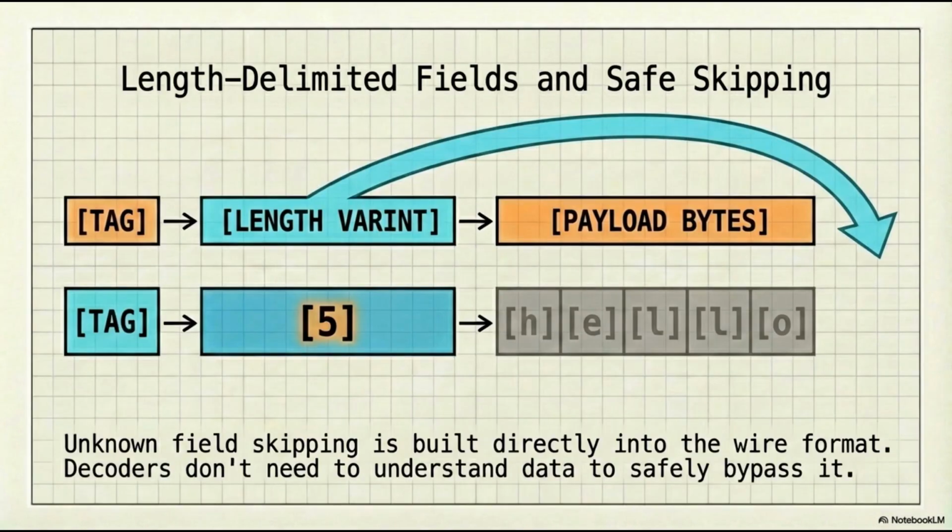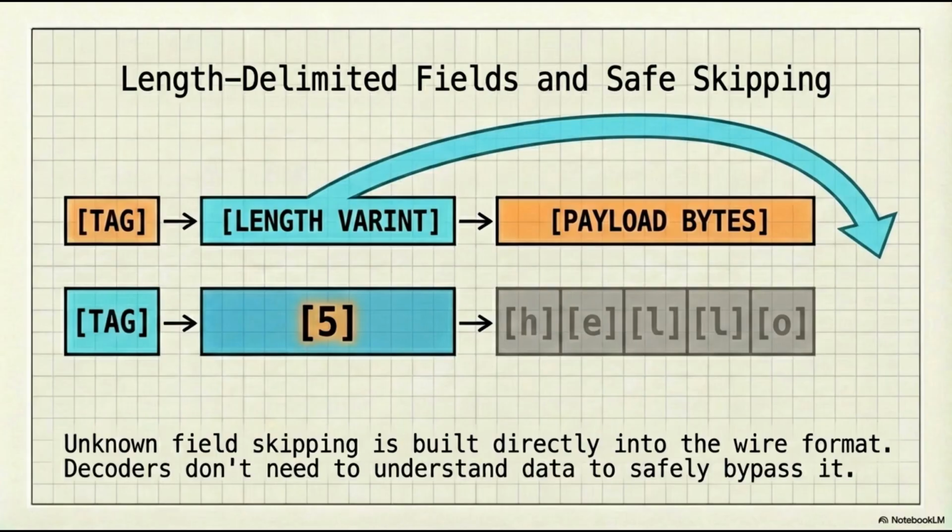It's elegantly simple. It consists of 3 parts. The tag, followed by a Varint that explicitly states the byte length of the payload, followed by the raw bytes themselves. So if I want to send the string hello, the wire format is just the tag, then a Varint with the value 5, because hello is 5 bytes long, and then the actual 5 bytes of text. Exactly. And embedded messages work the exact same way. If you have a complex inner message, it is serialized into raw bytes and then prefixed with its total length.